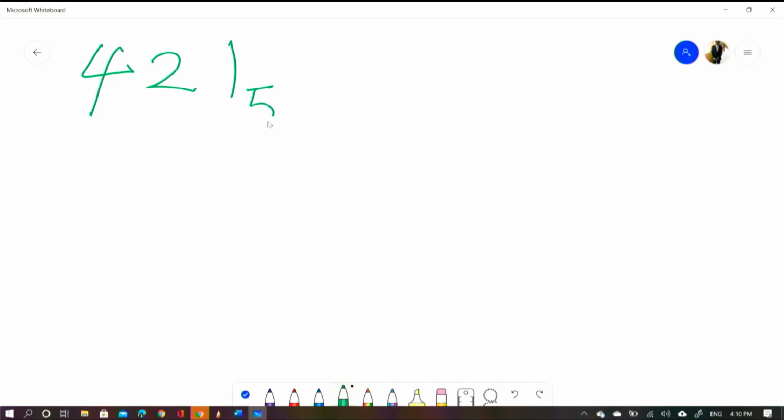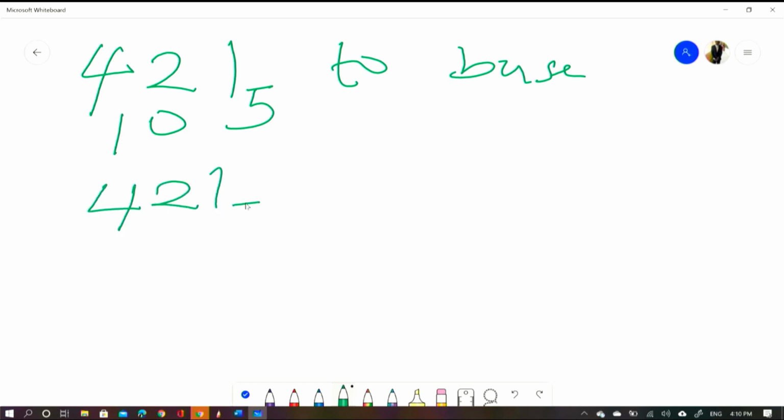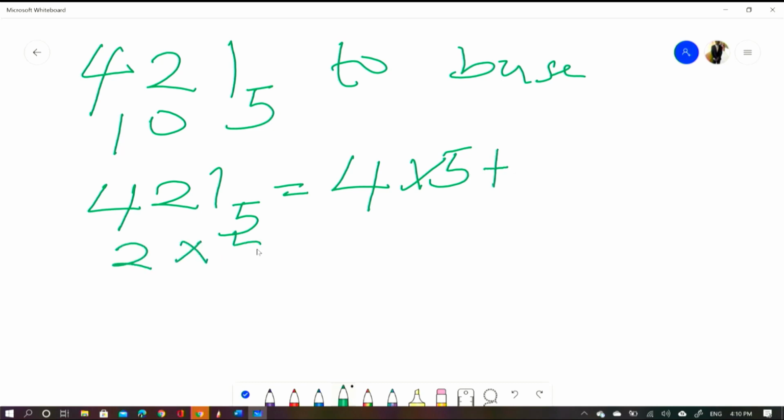Convert 421 in base 5 to base 10. Now you write 421 base 5. You will now use the 4 multiplied by the base number plus the next number multiplied by the base number, then followed by the last number multiplied by the base number. Then the next thing is to start writing the powers from 0, 1, and 2. And this will now be summed up.